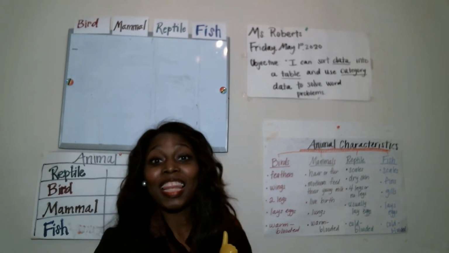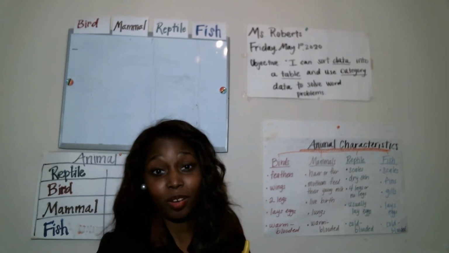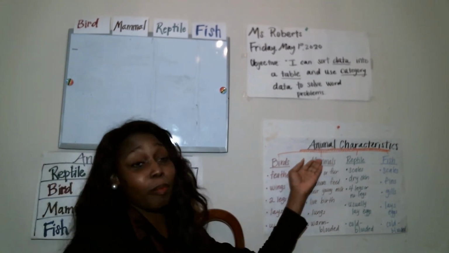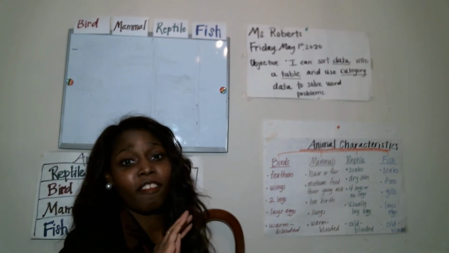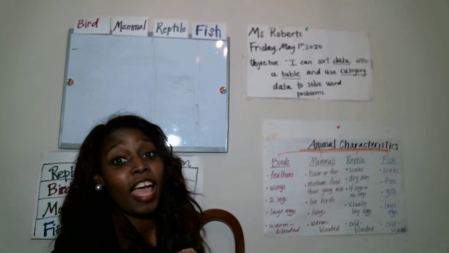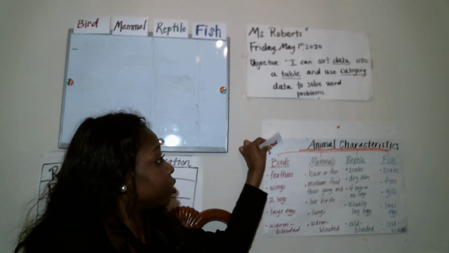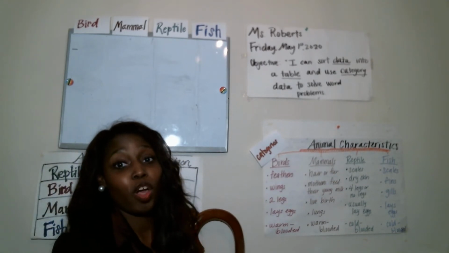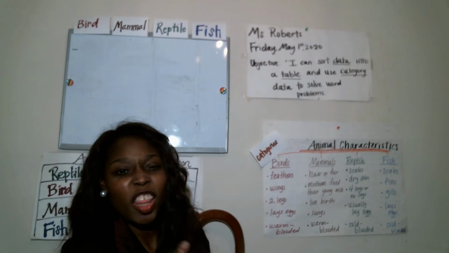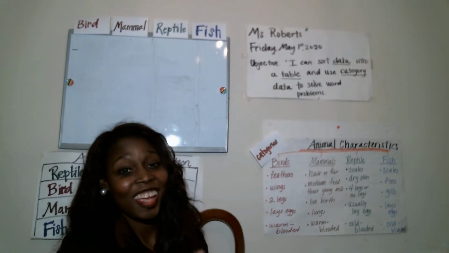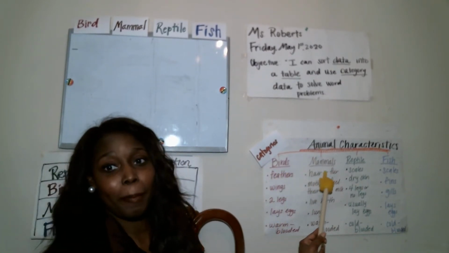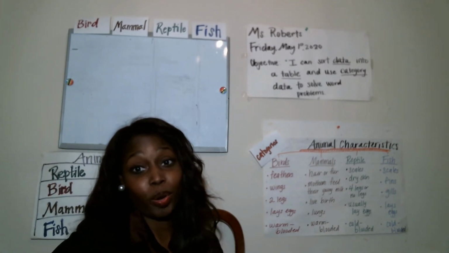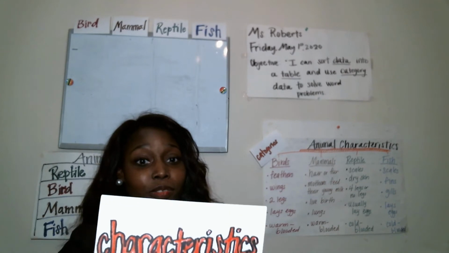Okay, so let's sort some animals into categories. Think you can do that? All right. So I have my animal characteristics chart here, and my chart has four different categories. Can somebody raise their hand quietly and tell me what are the four different categories? They're underlined. Yep, you got it. Birds, mammals, reptiles, and fish. Now, each category has four different characteristics.